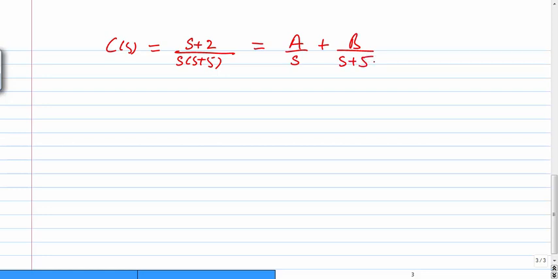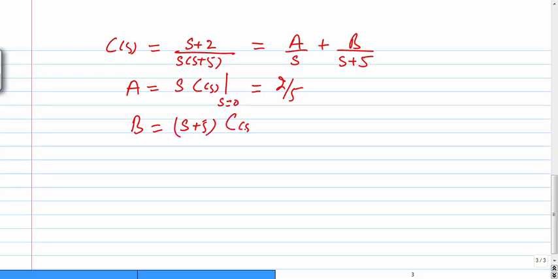So if you calculate the partial fraction, you can easily do it. For A, put s equal to 0, and if you calculate it, it becomes 2 by 5. Similarly for B, you have to multiply by s plus 5 times C of s and put s equal to -5, and you just plug in the values and it becomes 3 by 5.